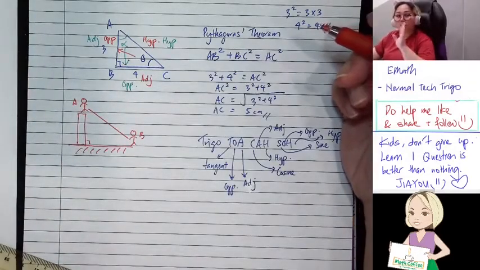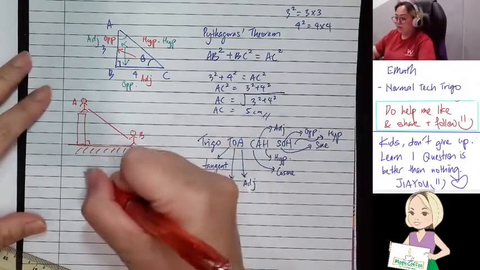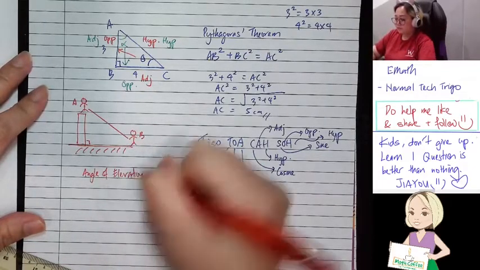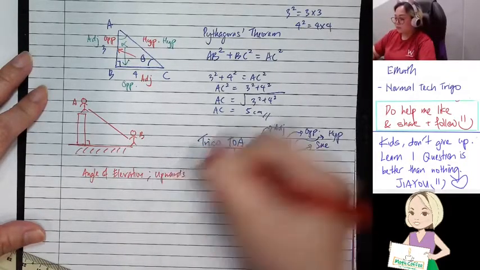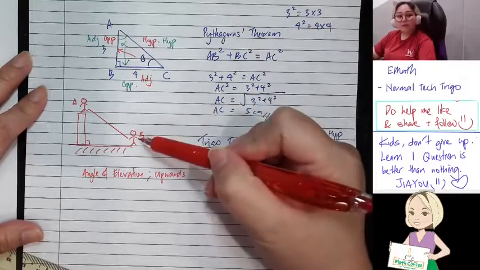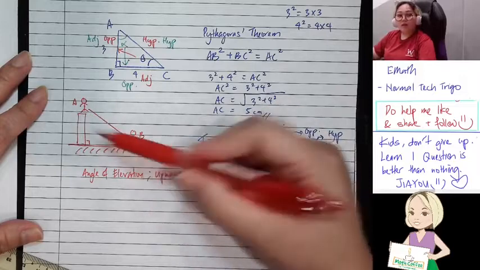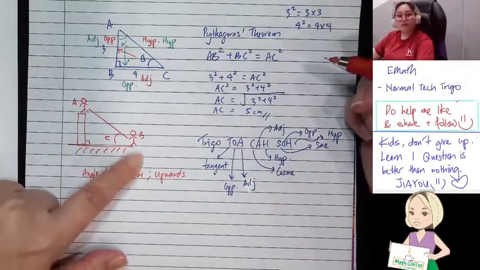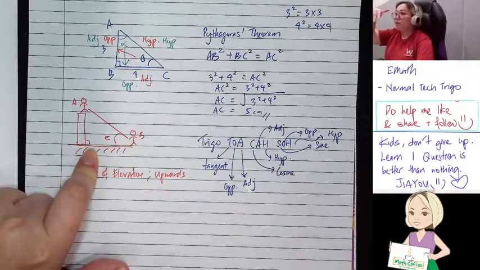When we talk about angle of elevation, it is looking upwards. So for example, with B standing here, the angle of elevation of A will be here. This is called angle of elevation. From the floor level, you look up. Looking upwards, that's called angle of elevation.